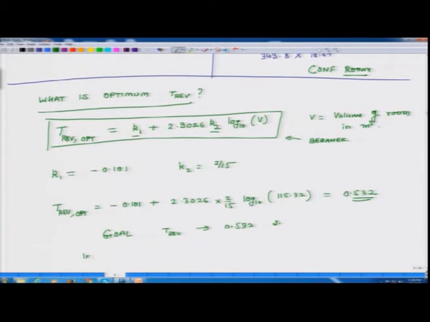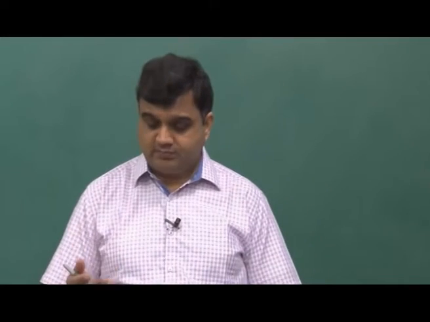In our case, T rev is 0.982 seconds, which means that our room is not well designed to meet our goal. It's off by the goal by a significant fraction. Okay? It's almost 90% away from its goal.